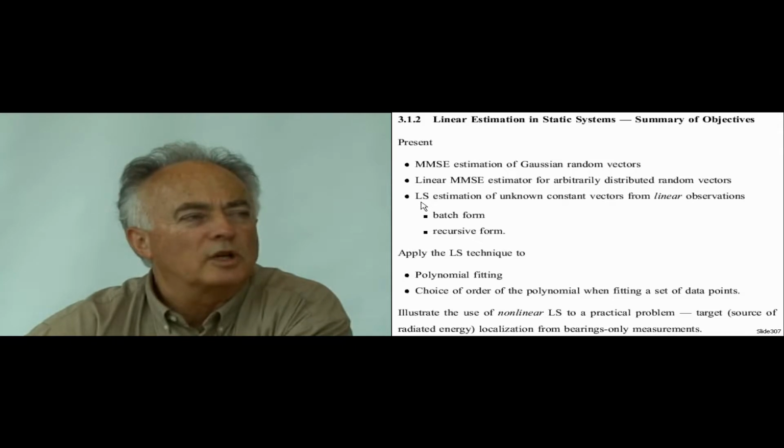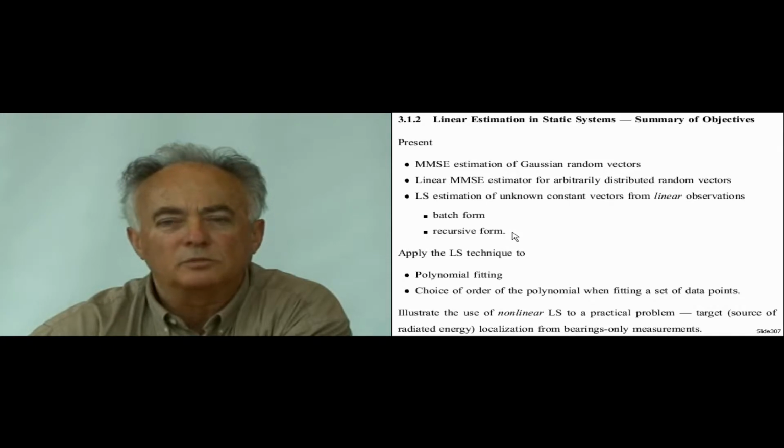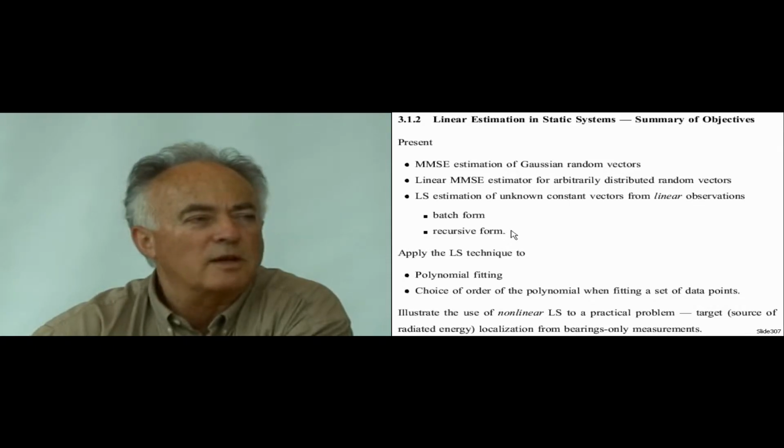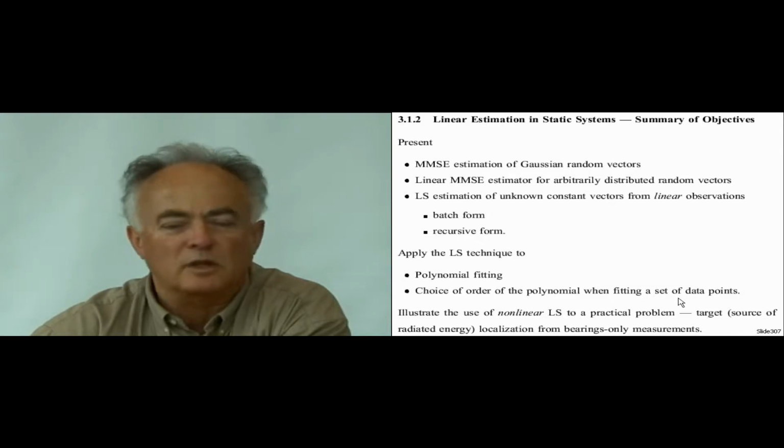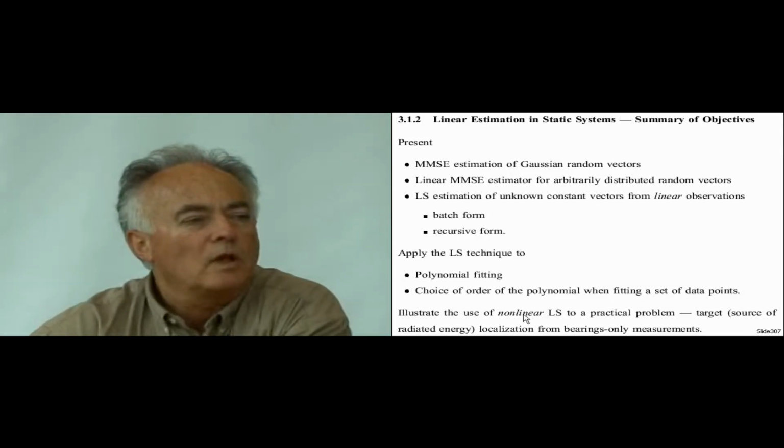We'll carry out the least squares estimation of an unknown constant vector from linear observations. We'll show the batch form and then go on to the recursive form that is the basis for the dynamic estimator. And we'll have 2 applications for the least squares technique. Polynomial fitting will be one, and the second will show how to choose the order of a polynomial when fitting a set of data points. And the illustration of a nonlinear least squares solution to a practical problem.